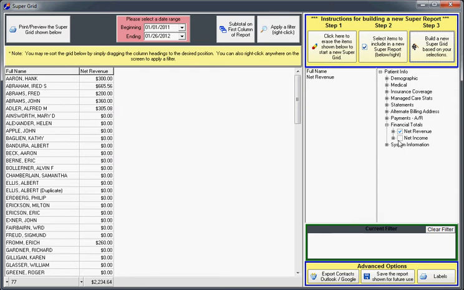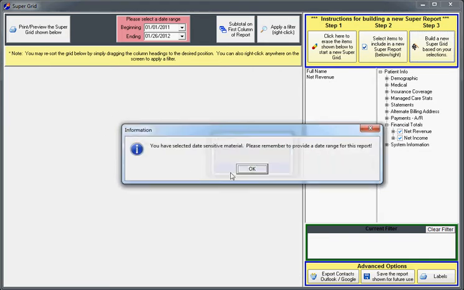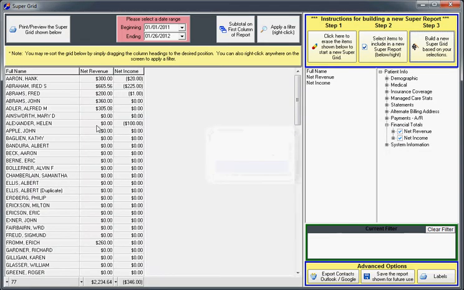Now, if we say net revenue and net income, and I build a new report, we'll get the little ding here. Net revenue is what you billed last year. Net income is what you received last year. Net income is what you pay taxes on.